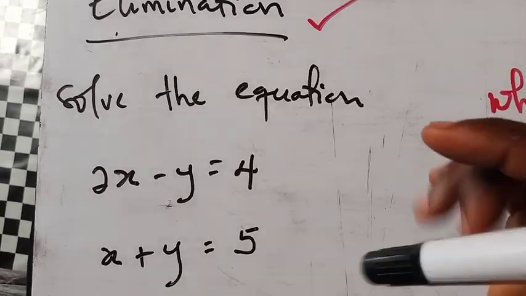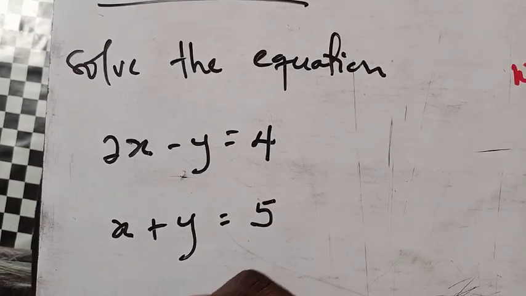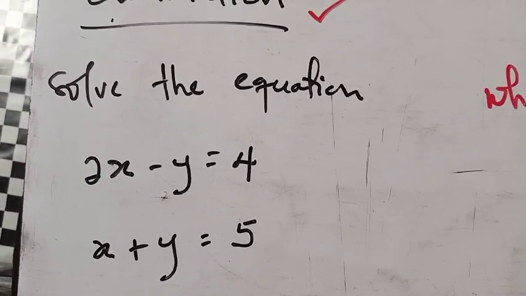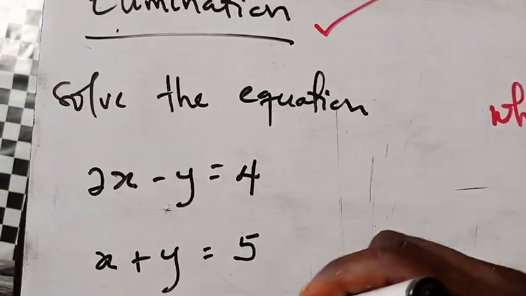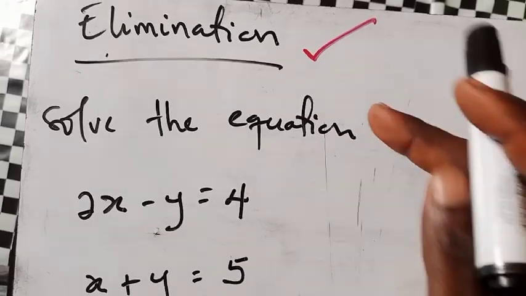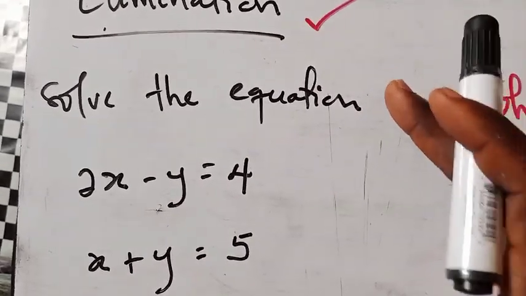We are given these two equations: 2x minus y equals 4, and x plus y equals 5, right? So we want to solve these equations. There are two. Now the method that we are going to use here is the elimination method. That is what we are going to use in this video. Is that okay? So this falls under what?